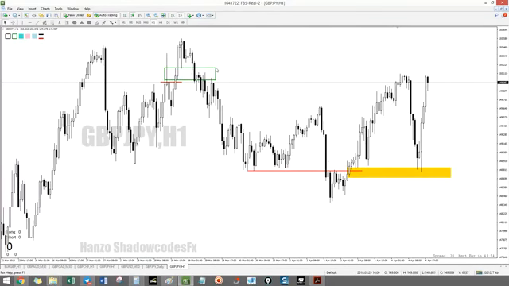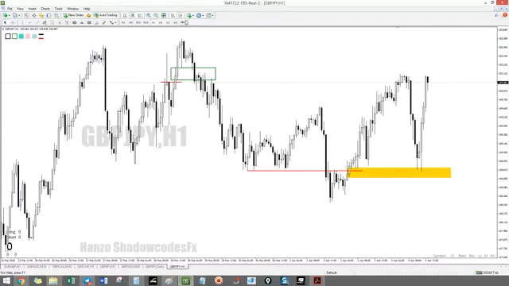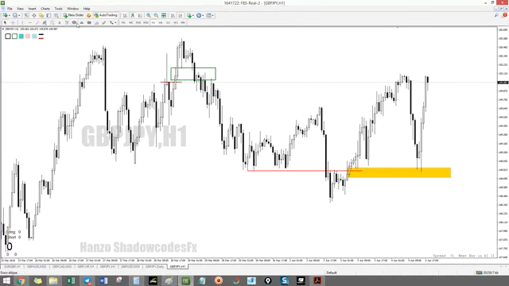Okay, so continue with the lesson. This is the flat limit. The break of this resistance becomes the flat limit. And then it fakes out above, it fakes out here, and then it retests. This is a good indication when it retests back to this flat limit. This is a good indicator where this flat is quite important here.